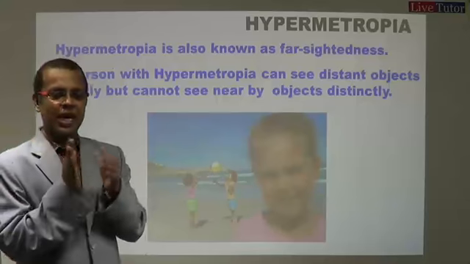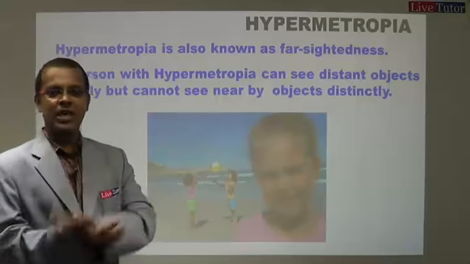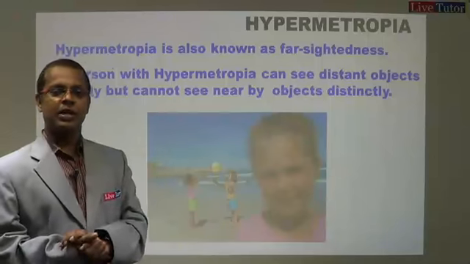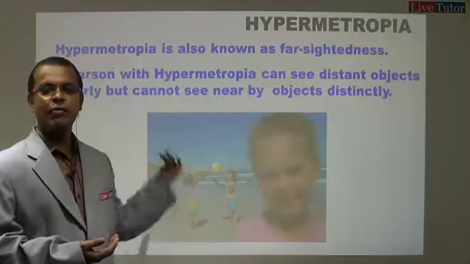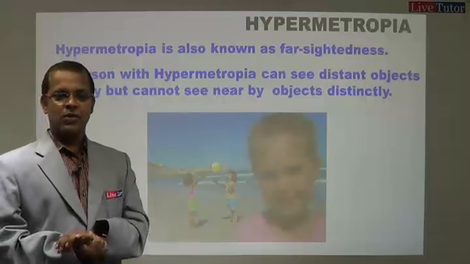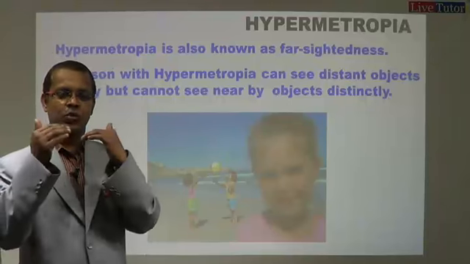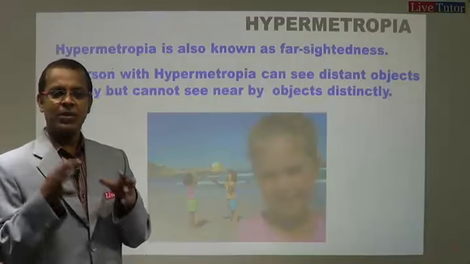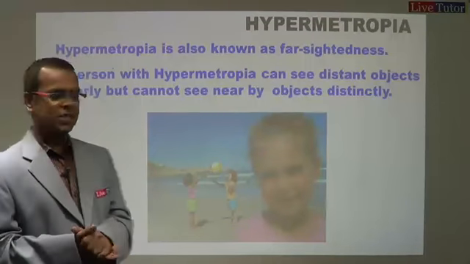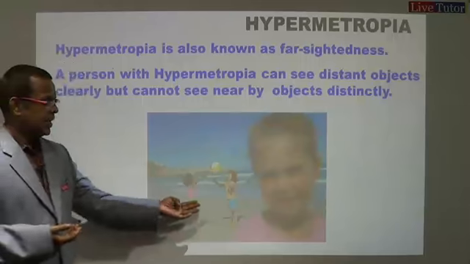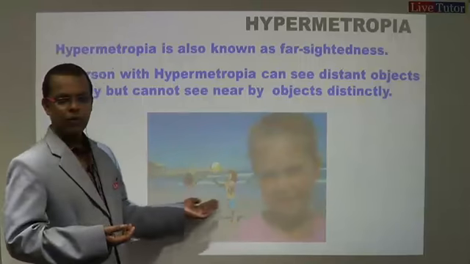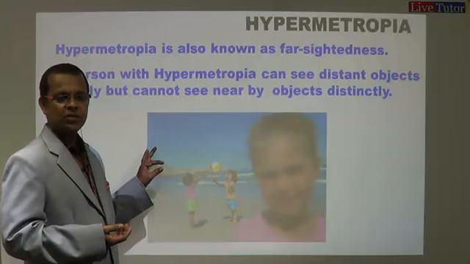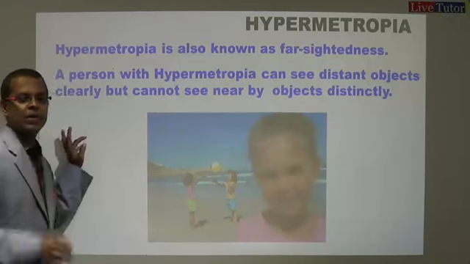Hypermetropia. This hypermetropia is otherwise known as, as we have already discussed, the opposite of the previous one. That is nearsighted. Now here it is far-sightedness. So far-sightedness means that those people can see only the objects which are at a distance, but they will find it difficult to see the near object. See, here you can see in the picture, in the photo given here, this is a photo which is seen by a person who has got hypermetropia.